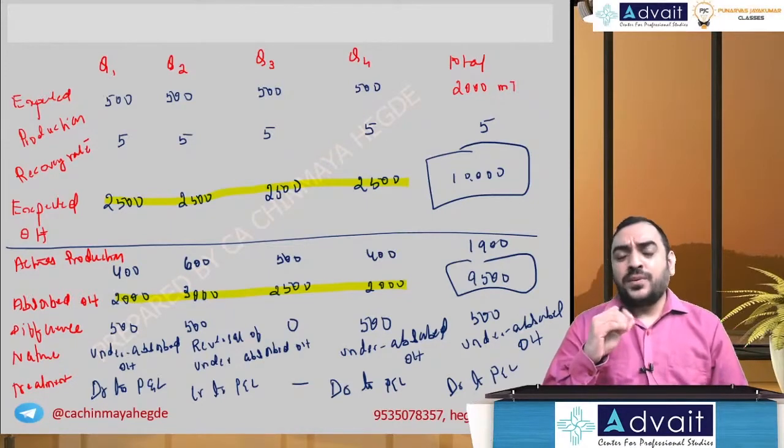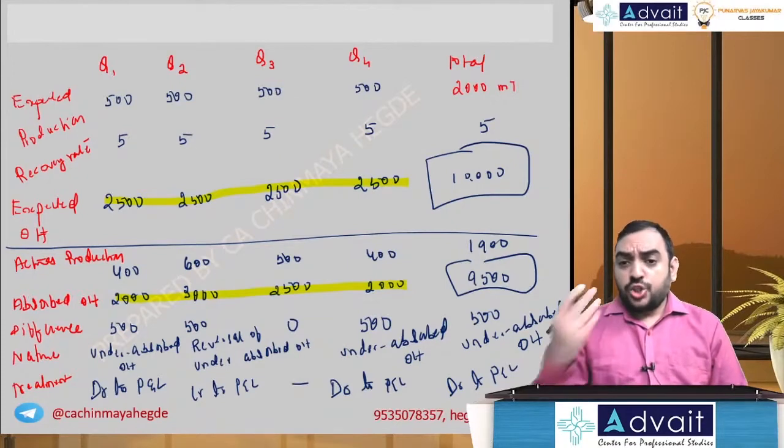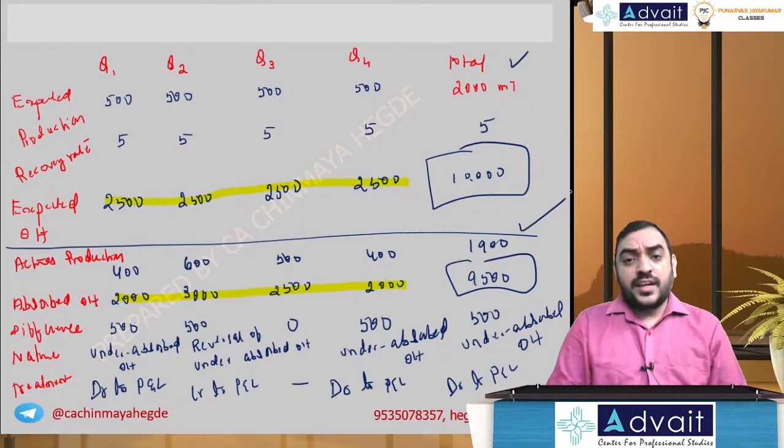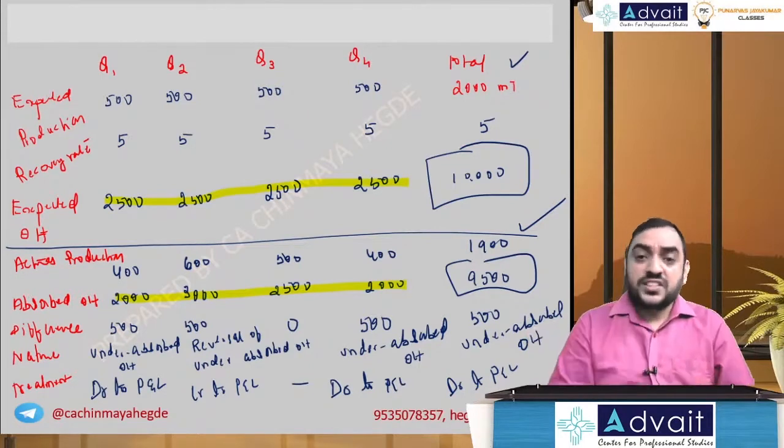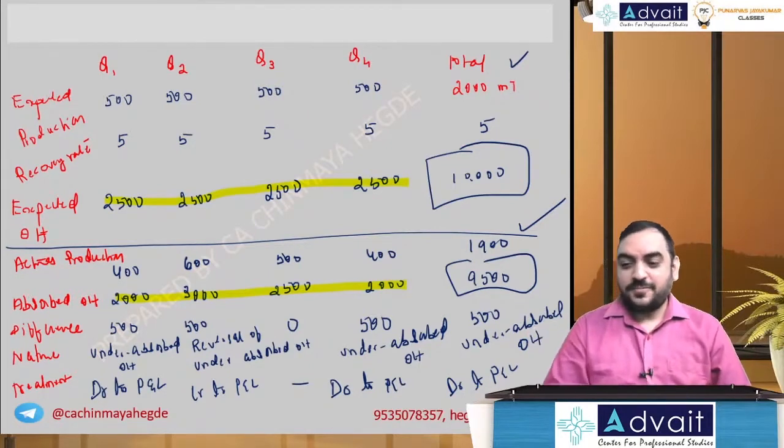Basically, why under absorption happens? If you look at the annual basis, you wanted to produce 2,000 metric ton, but you actually produced 1,900. So there is a shortage of 100. Recovery is 5 per unit. So 100 into 5 could not be recovered. That's what is 500. Fine.